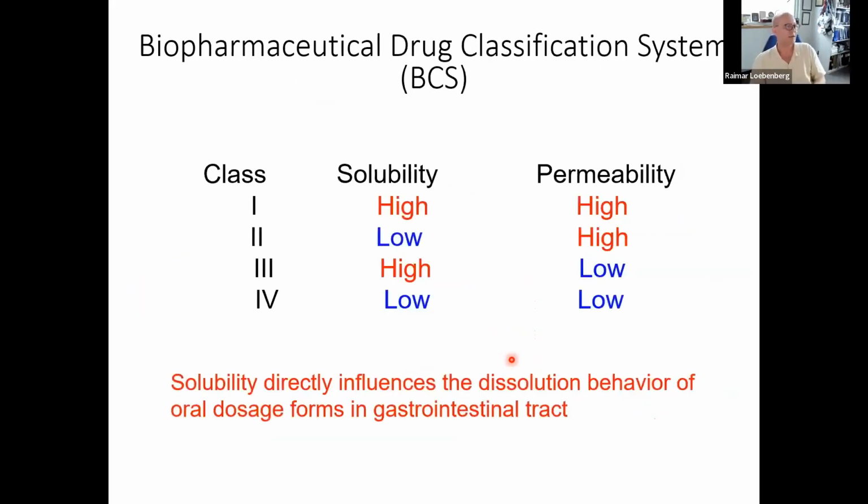Next slide. For that, the BCS has defined 4 classes: BCS class 1, highly soluble, highly permeable; BCS class 2, low soluble drugs which are good permeable; class 3, high solubility but low permeability; and then class 4 drugs, of course, low solubility and low permeability.